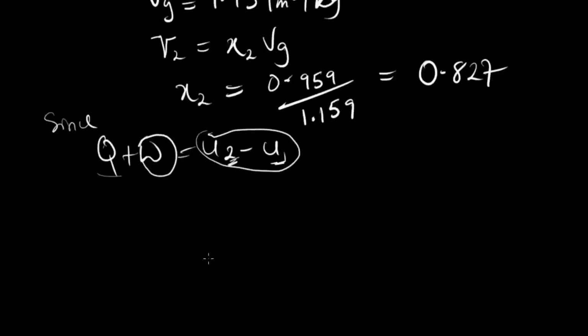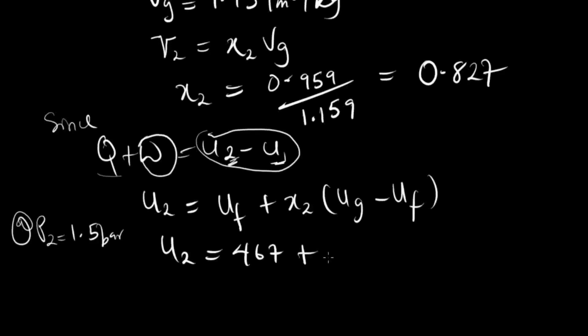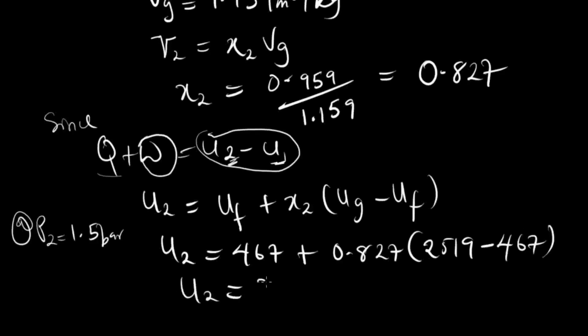So having done this, we can say U2 is equal to UF plus X2 times UG minus UF. So at P2 1.5 bar, at the saturated vapor table, you have your UF to be 467 plus X2 is this, UG is 2519 minus 467. So finally our U2 will be 2164.0 kilojoule per kilogram.